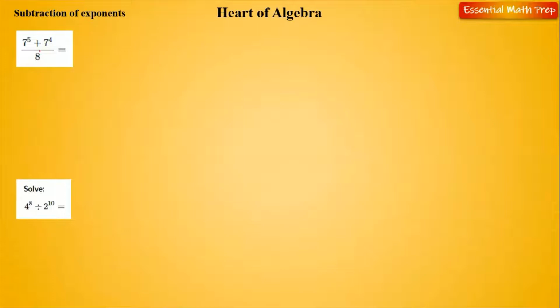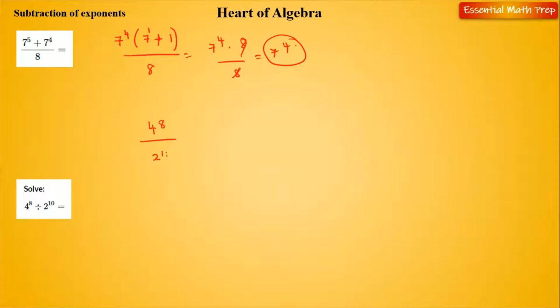So we have 7 power 5 plus 7 power 4 over 8, right? So how could we do this? Let's take 7 power 4 outside the bracket, which leaves you with 7 power 1 plus 1, over 8, which is the same as 7 power 4 times 8 over 8, which is 7 power 4. Simple, right?